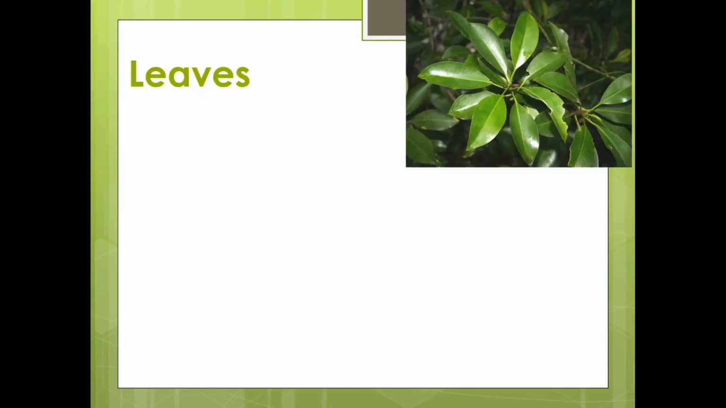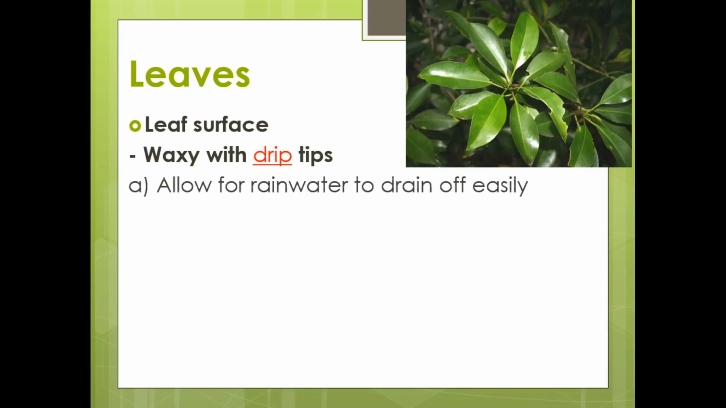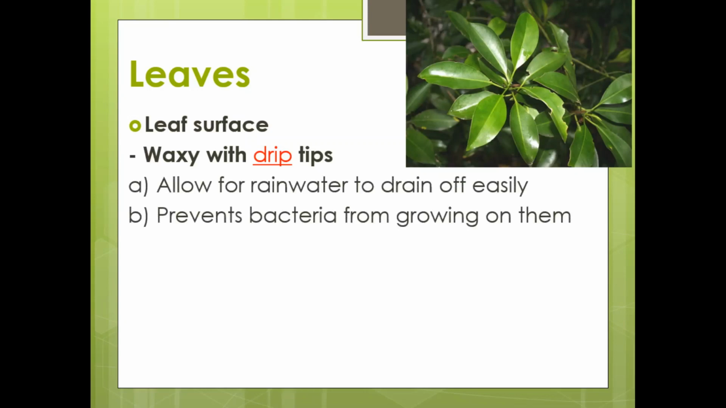Okay. The leaves, obviously, because there's a lot of rain and high temperature, are larger than in any other forest. And they also have other characteristics like being waxy with drip tips. Why is that so? Because there's a lot of rain in that forest, right? So the rainfall that falls on this leaf will be able to flow off the leaf and not accumulate on the leaf, causing the leaf to break from its branch. It also prevents bacteria from growing on them.